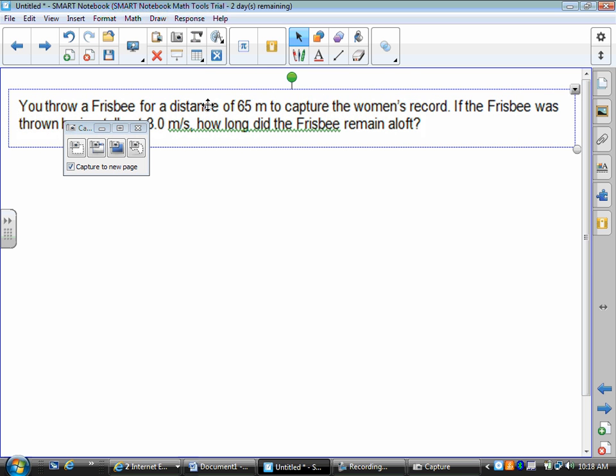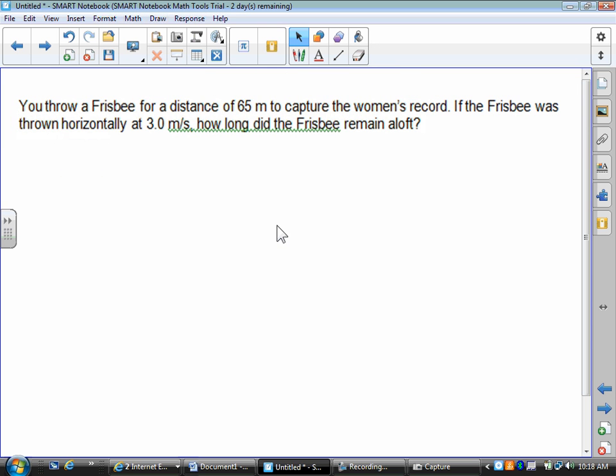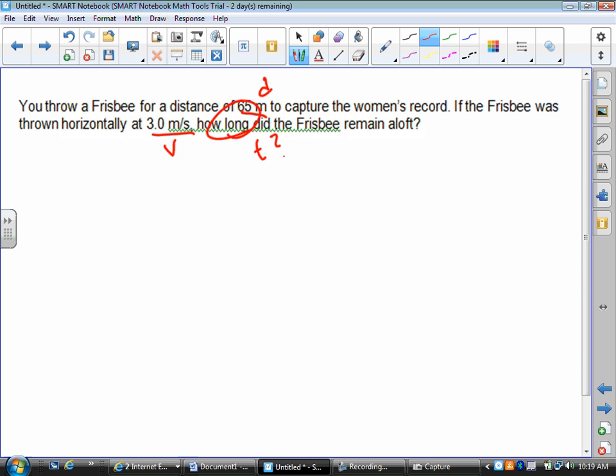All right, so this says you throw a frisbee for a distance of 65 meters to capture the women's record. If the frisbee was thrown horizontally at 3 meters per second, how long did the frisbee remain aloft? So we'll go through this just like we did the other ones. This is our 65 meters, our displacement, our distance. If the frisbee was thrown horizontally at 3 meters per second, that'll be our velocity. And then how long is going to be time, right? We're looking for time.